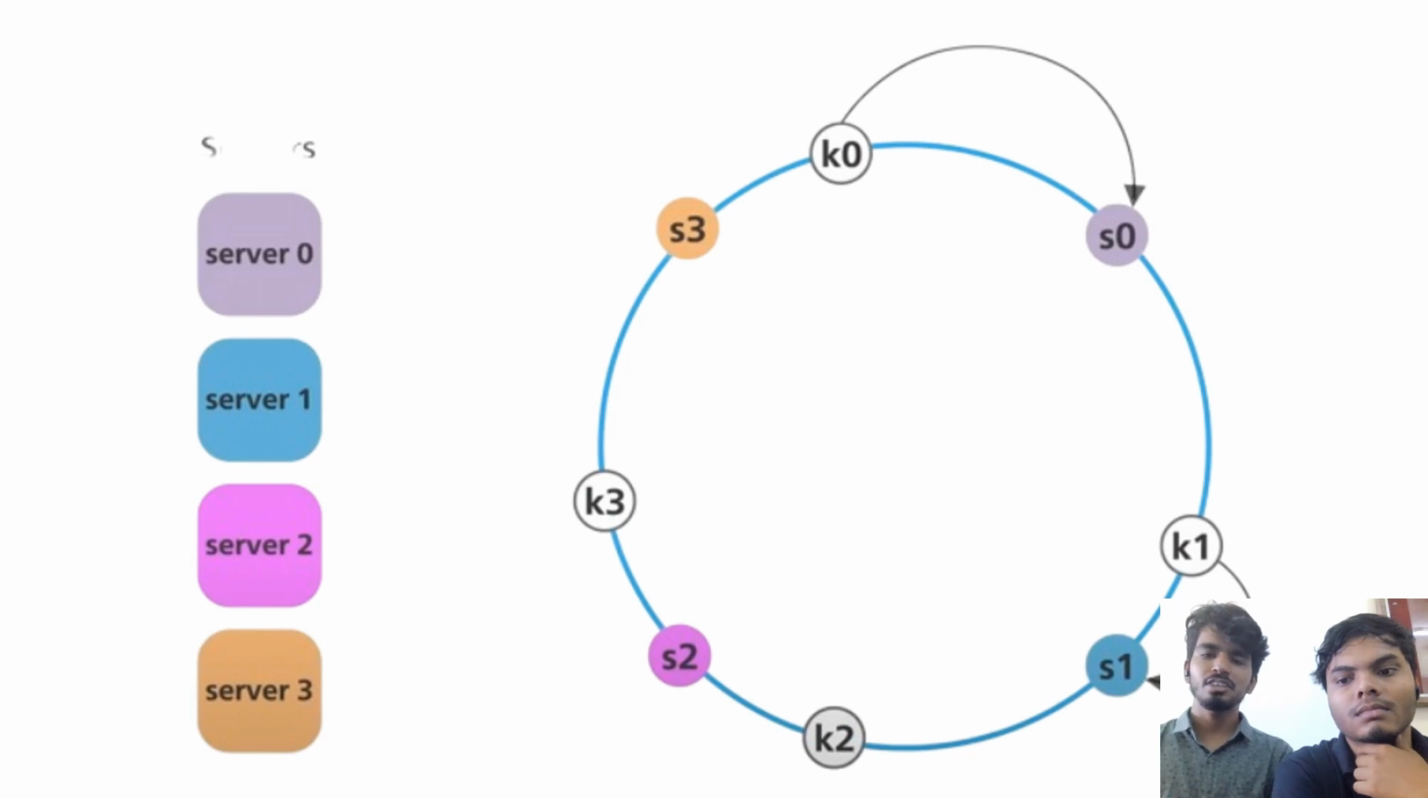In consistent hashing, S0 is our server, S1 is a server, S2 is a server, S3 is a server. These are our servers, and K0 is our object, K1 is an object, K2 is an object, K3 is an object. We place them in clockwise fashion. We do a mapping: K0 will map to S0, K1 will map to S1, K2 will map to S2, K3 will map to S3. So this is just a consistent relation.